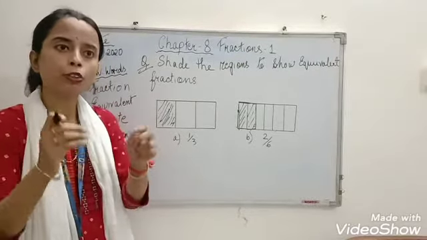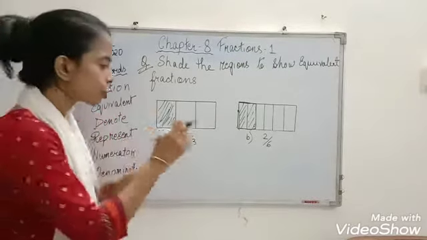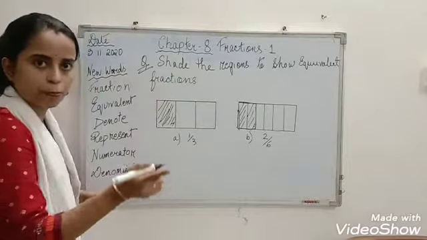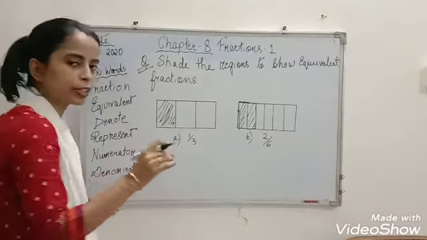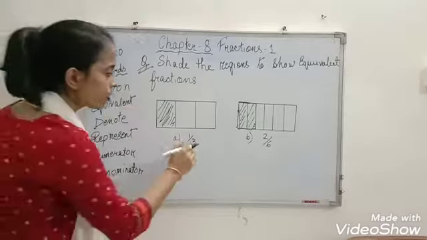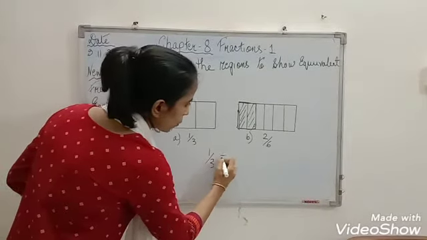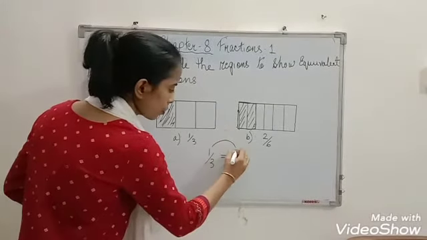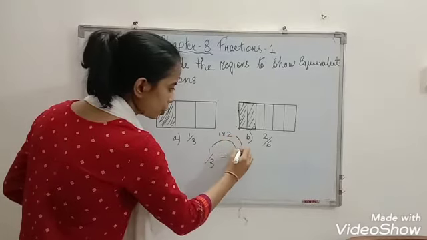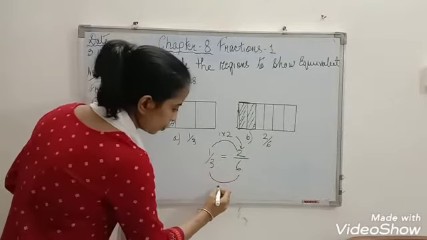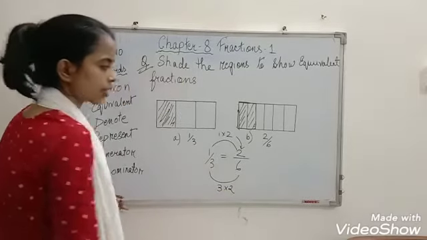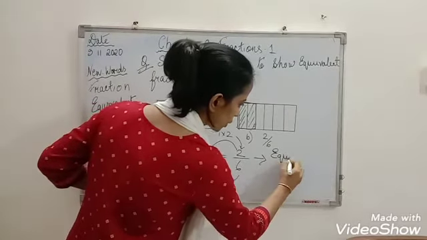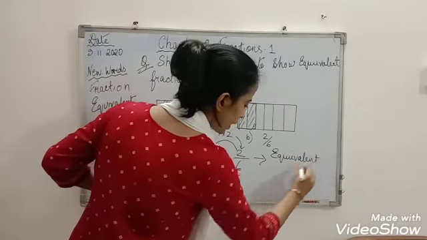Now children, how to make the fraction equivalent? To make the fraction equivalent, what you have to do? You have to multiply both the numerator and denominator by the same number. Now, how is 1 by 3 equal to 2 by 6? So here 1 into 2 is 2 and 3 into 2 is 6. So these are what? Equivalent fractions.